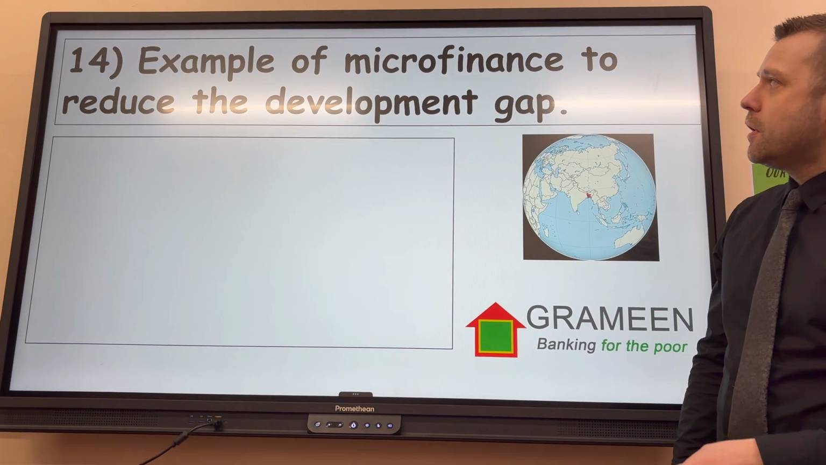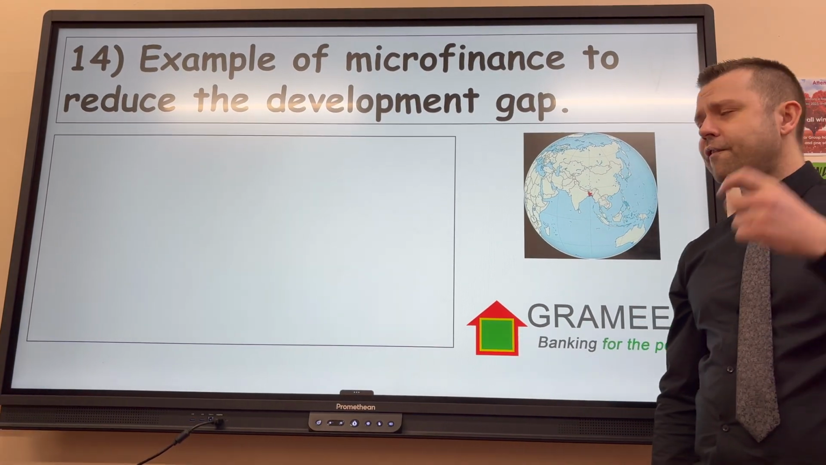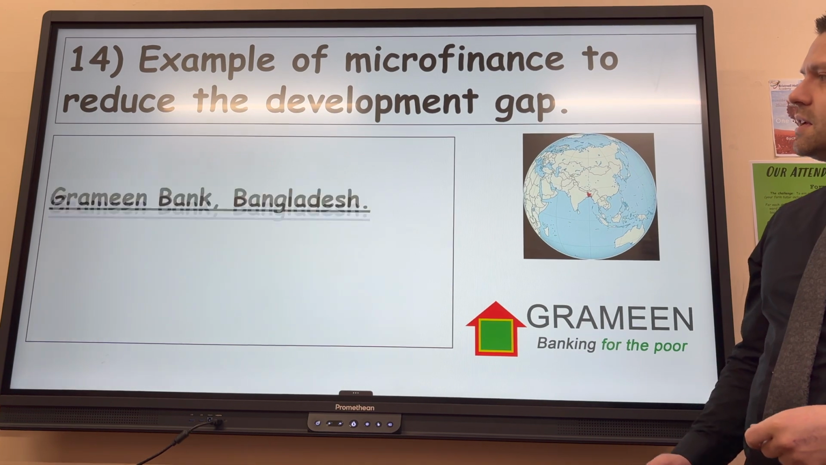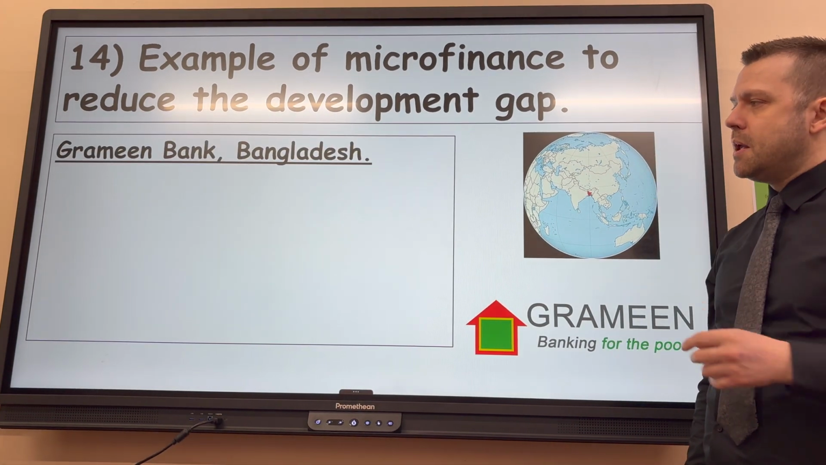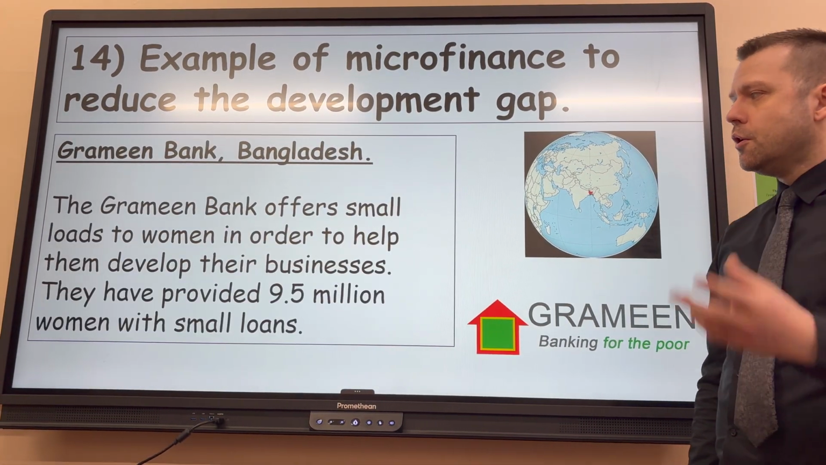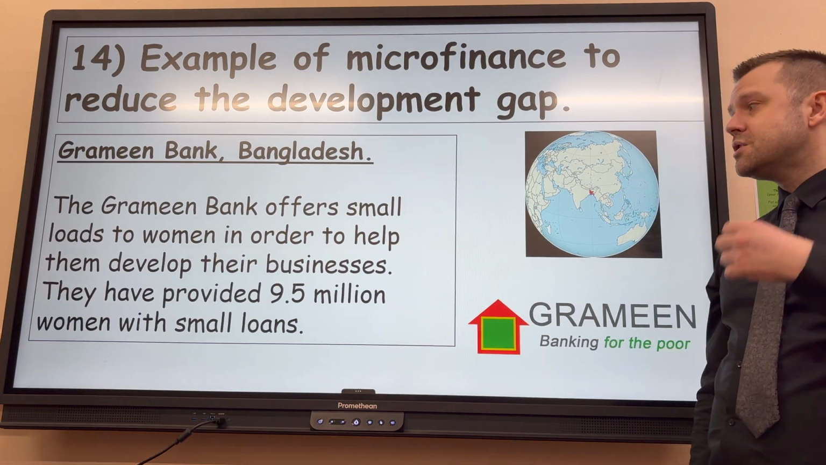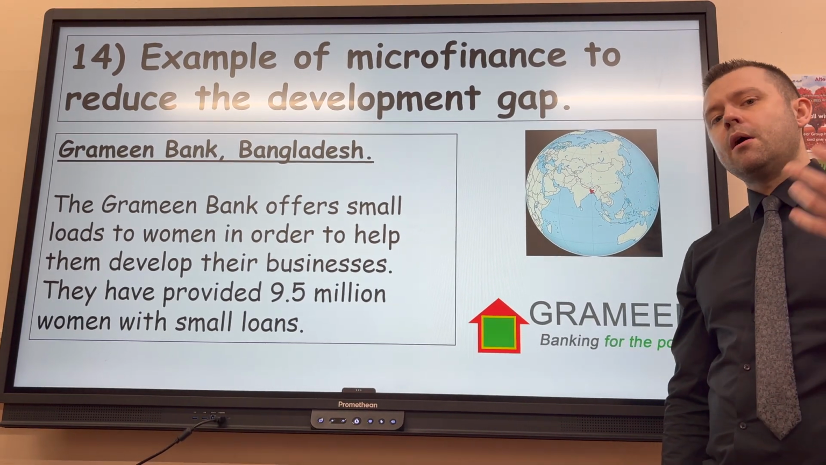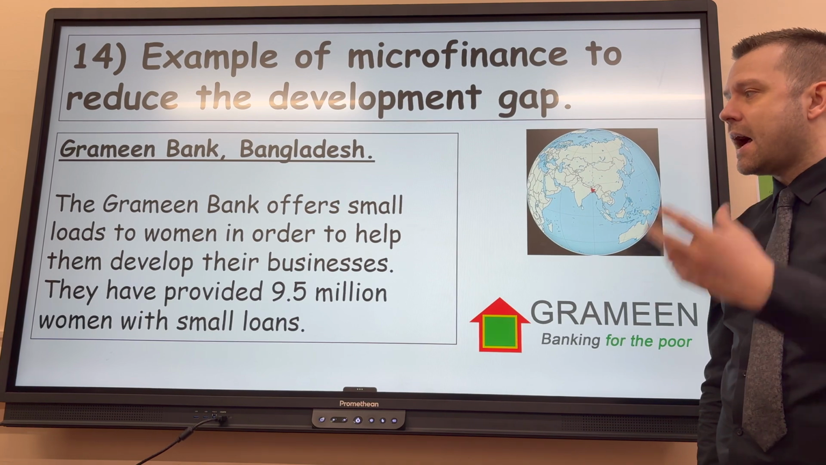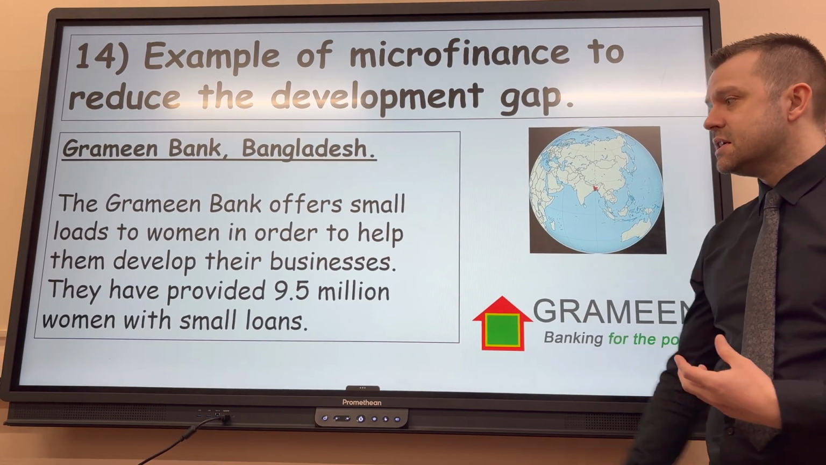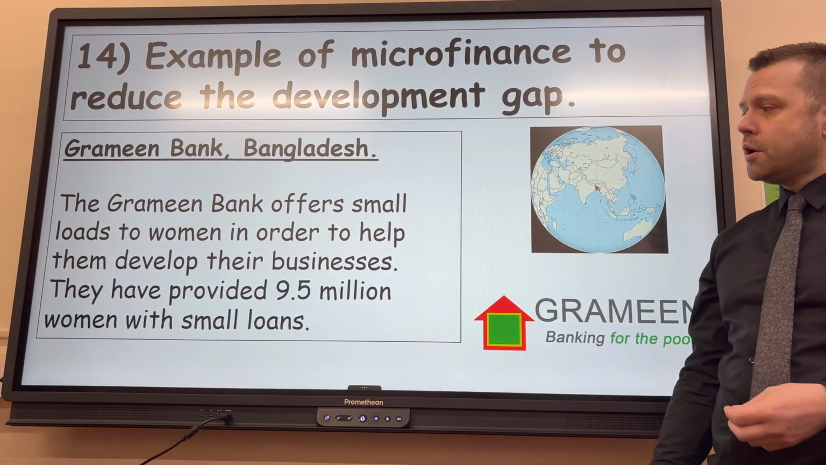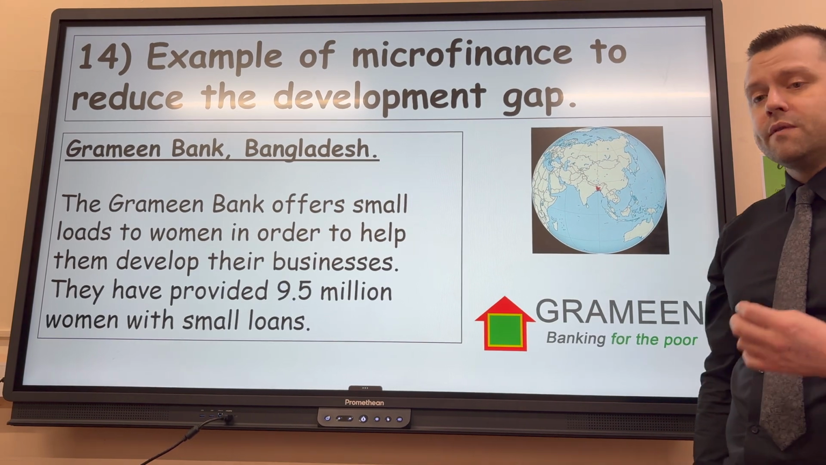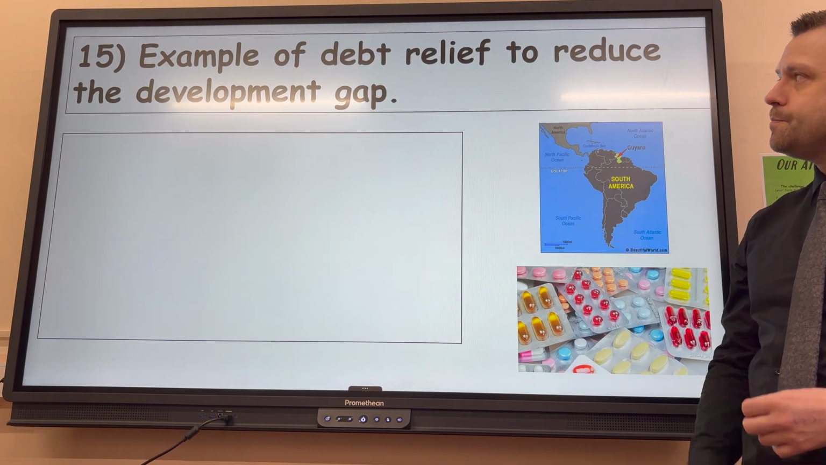14, microfinance. So micro means small, finance means money. The example we can use for this is the Grameen Bank in Bangladesh. And ultimately, they offer small loans and education to women to help them develop their business acumen and invest in their businesses. And in total, they have supplied 9.5 million women with these small loans.